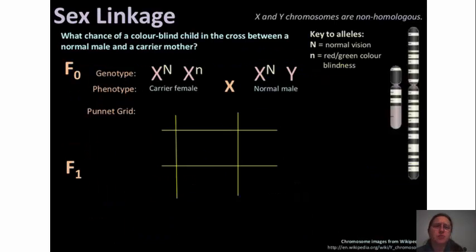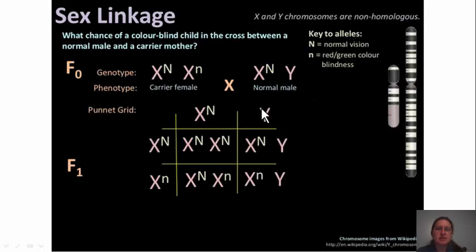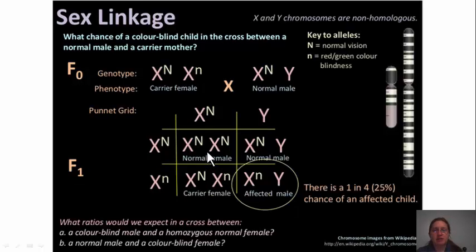All right, so how do we write this? Let's look at a chance of a colorblind child in the cross between a normal male and a carrier mother. So we would first segregate our genotypes and then fill in our Punnett square. So our results are that we would have a normal female, a normal male, a carrier female, and an affected male. So there's only a 1 in 4 chance to have an affected colorblind child.